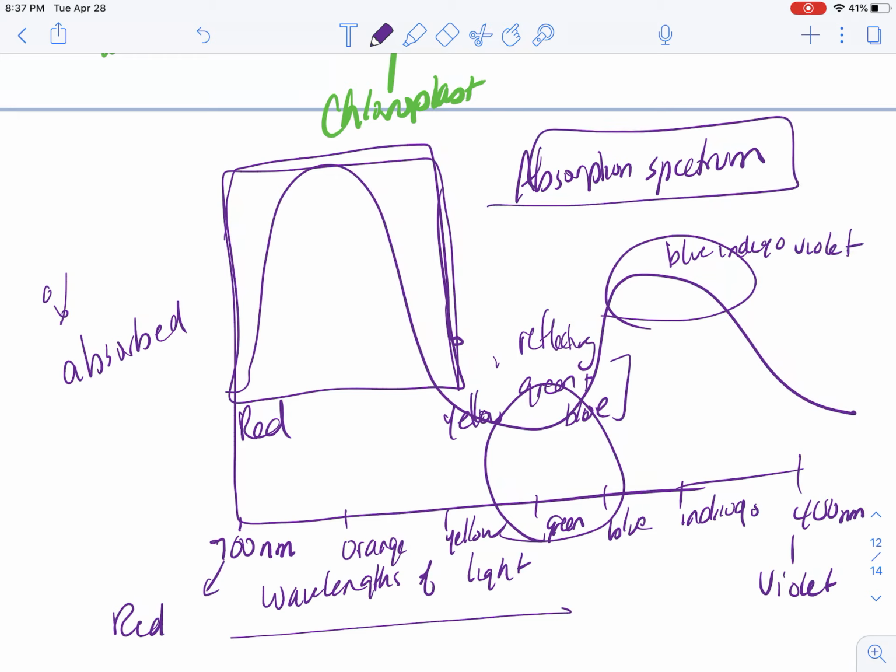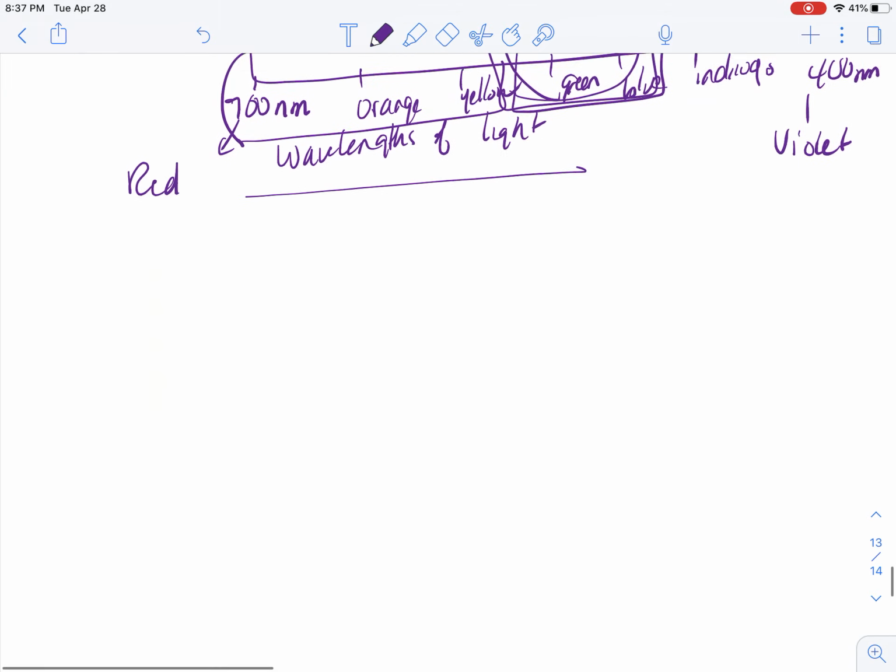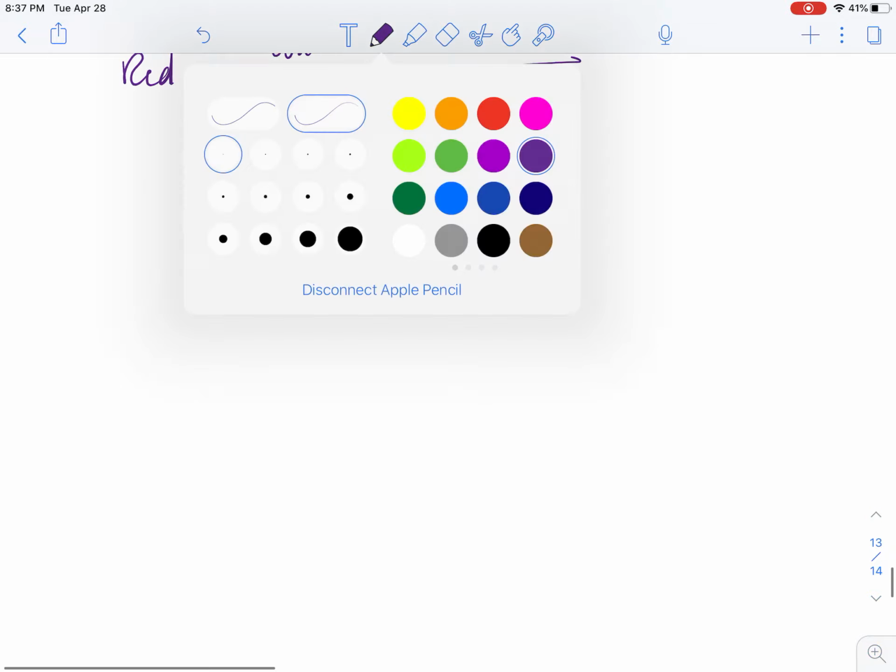So you can see that if this is my absorption spectrum, it's showing me that I'm absorbing these wavelengths of light, and that these wavelengths of light are not being absorbed as much. So these must be being reflected, and then absorbing here. So here's the peak of our absorption. We're absorbing this, we're absorbing this, this here, we're reflecting, okay? So that's the absorption spectrum.